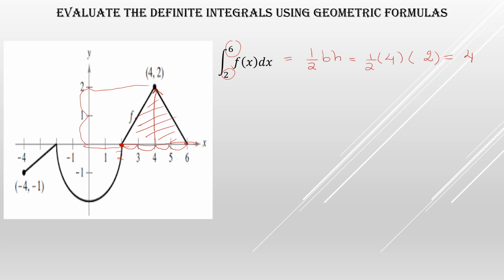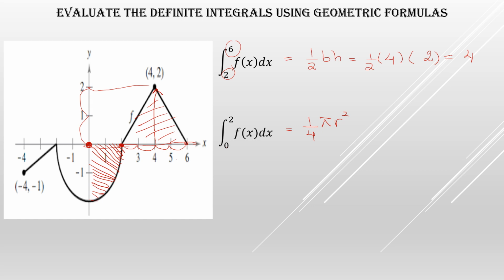Now let's check another example. The question is: evaluate from 0 till 2 of f of x dx. So from 0 till 2, from here till here, you have this figure. From 0 till 2 you have a quarter circle. You know the formula of the circle is pi r square. If it is a quarter, you just write here 1 over 4.